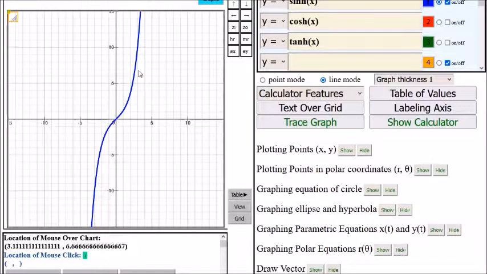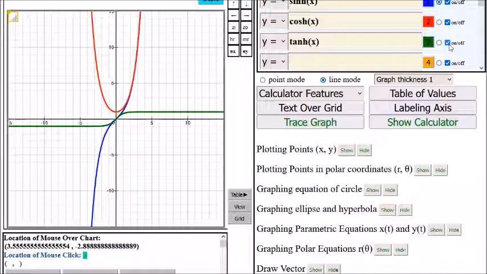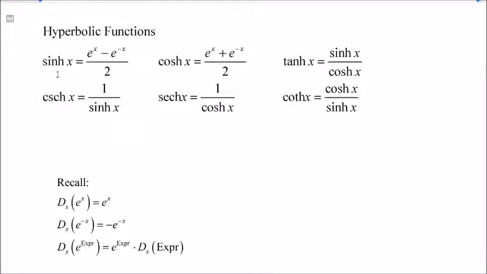This is the graph of hyperbolic sine of x. And this is the graph for hyperbolic cosine of x. And this is the graph for hyperbolic tangent of x. And now let's get the derivative for these hyperbolic functions.